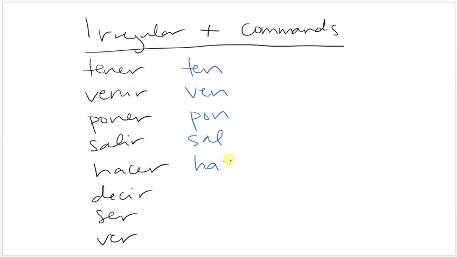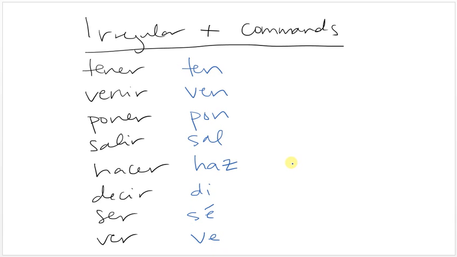Hacer is going to be haz, with a Z, because if it was HAC, it'd be ac. So it's haz. Decir is just totally regular, di. Ser, sé, with an accent. And ver, ve.